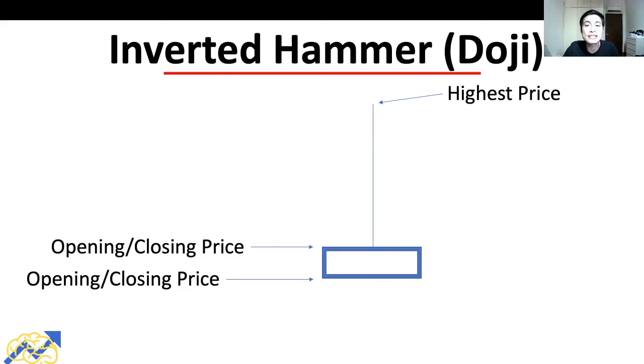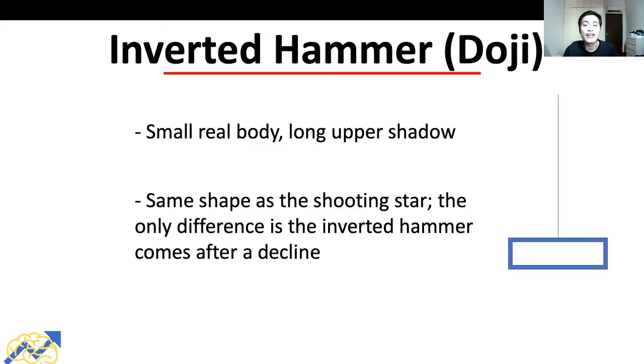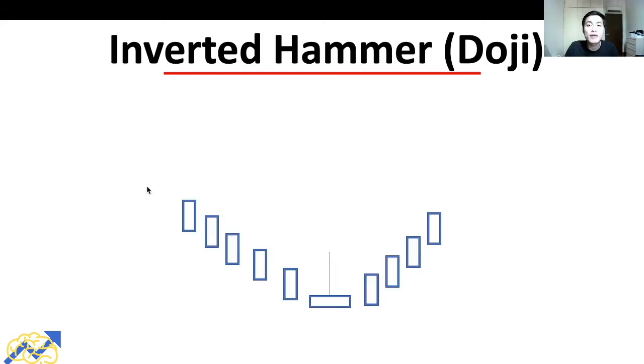The next candlestick is the inverted hammer candlestick. The inverted hammer candlestick looks exactly like the shooting star candlestick. Both have a small real body and a long upper wick. However, there's a difference between the inverted hammer candlestick and the shooting star candlestick. The difference is that the inverted hammer candlestick appears after a decline, while the shooting star candlestick appears after an advance. So after prices decline for quite a while and an inverted hammer candlestick appears, this indicates to us a possible bullish reversal signal. And what a bullish reversal signal indicates to us is that prices have a high probability of advancing after that.